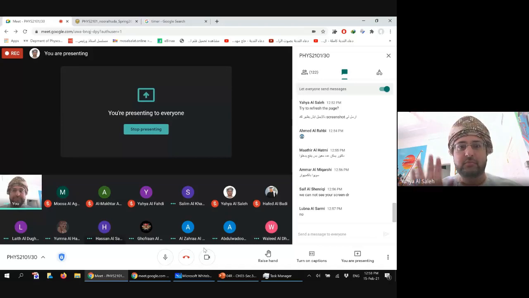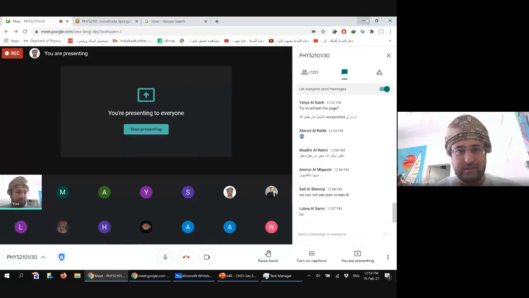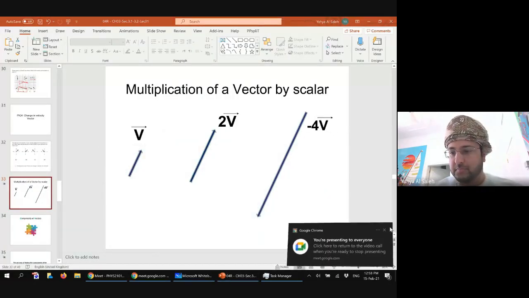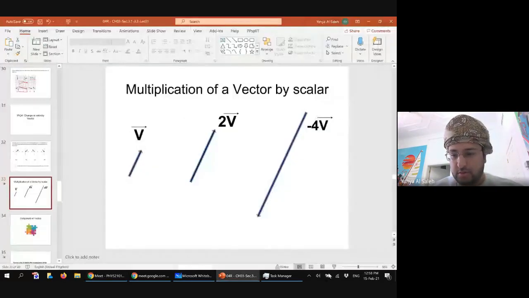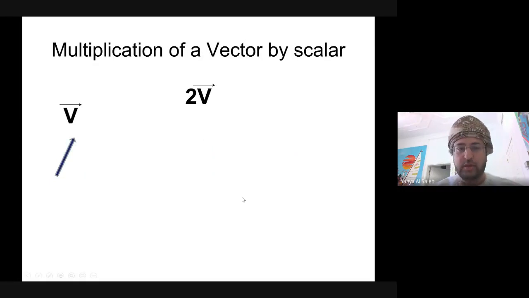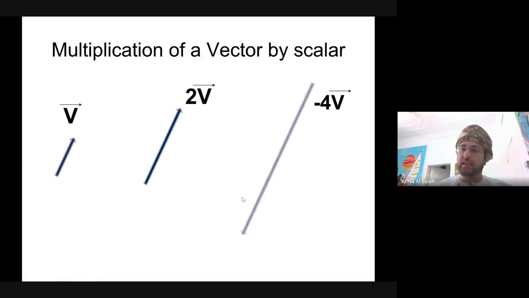Okay. So we multiplied by 2, becomes longer. Minus 4, flipped, and longer.